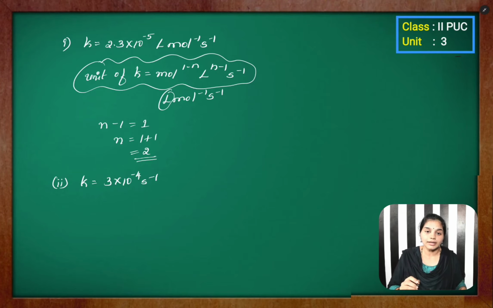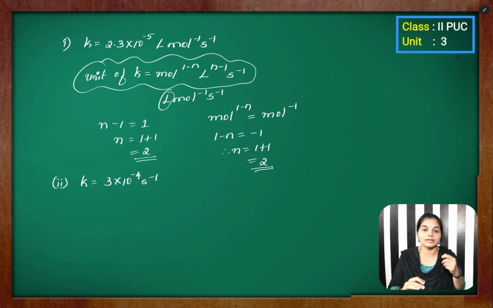Therefore, the rate constant given in question number 1 corresponds to a second order reaction. Here N is the order of the reaction. N is equal to 2 tells that it is a second order reaction. Also you can check with moles. We have mole power 1 minus N is equal to mole power minus 1 in the question. So I can write 1 minus N is equal to minus 1, and therefore N is 1 plus 1, which is equal to 2. Either with the mole term you can verify or with the liter term you can verify. So considering the concentration term, we can identify the order of the reaction.